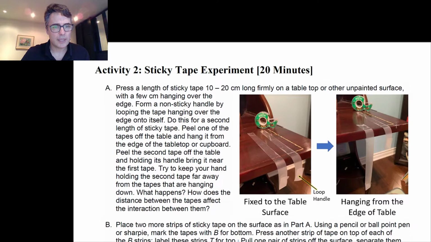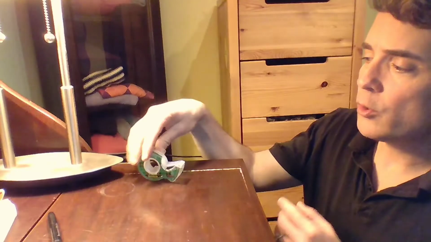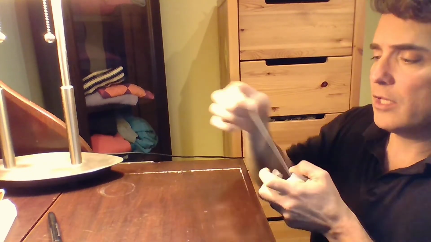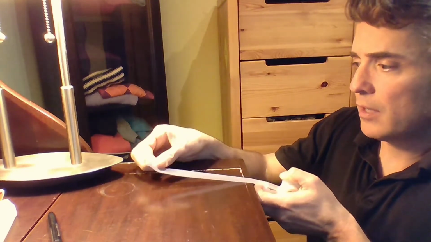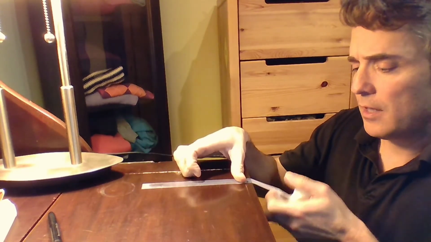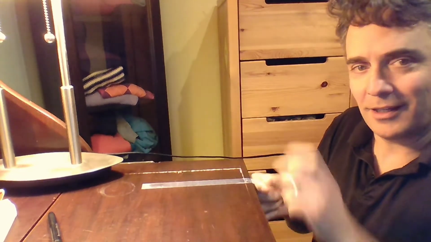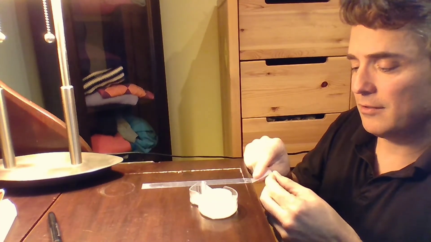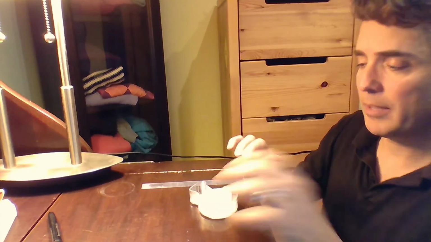Activity 2 is the sticky tape experiment, where you're getting some Scotch tape and taping it to a surface and then tearing it off. For activity 2, part A, you're just taking a piece of tape and putting it on the table, and I recommend that you make a little loop handle, so it's not sticky and you can peel it back off again. You peel it off, and you do that a couple of times for multiple pieces of tape.